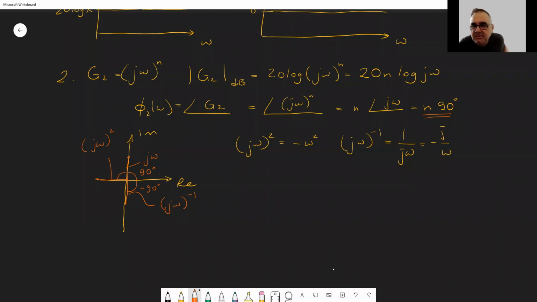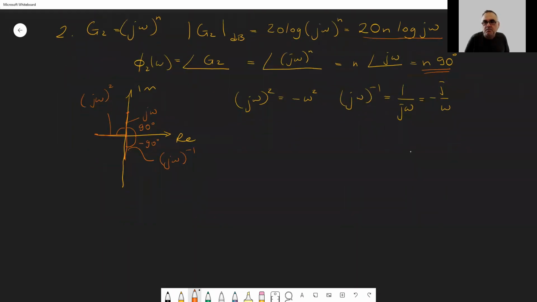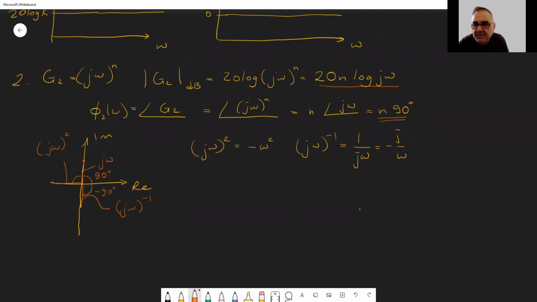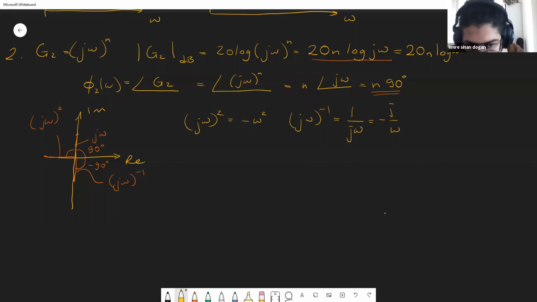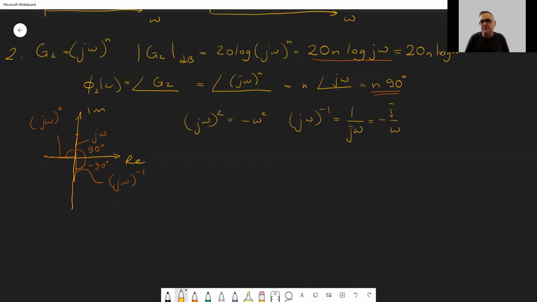And we will see the gain is this, by the way. You can write this as 20n log omega. Hocam, why is the j term gone? Log of j omega is simply log omega, that's why. Log j is 1, I think. Oh, okay. Okay, hocam.